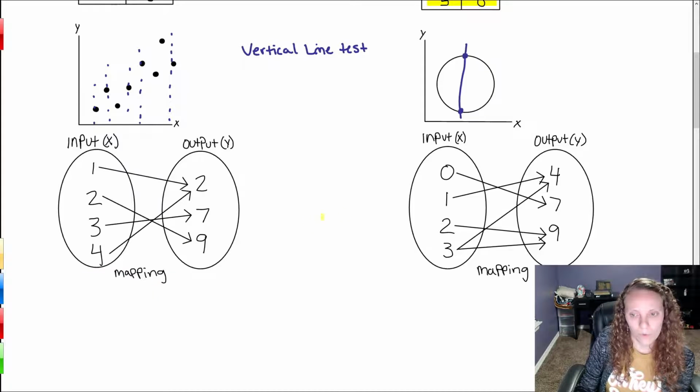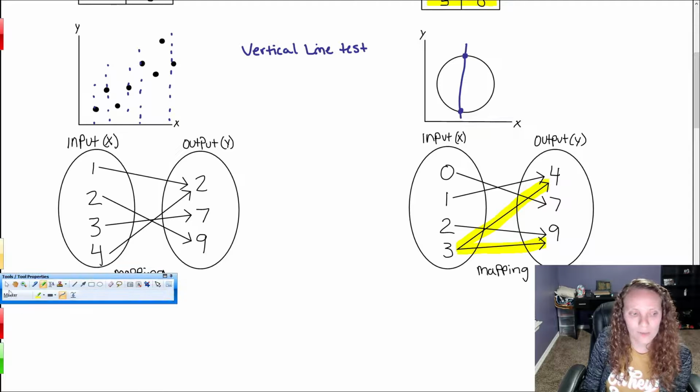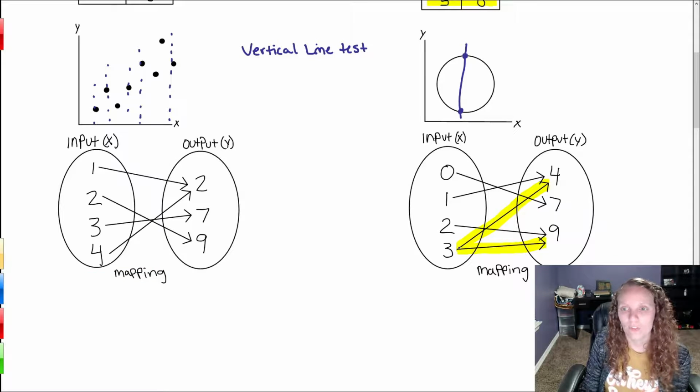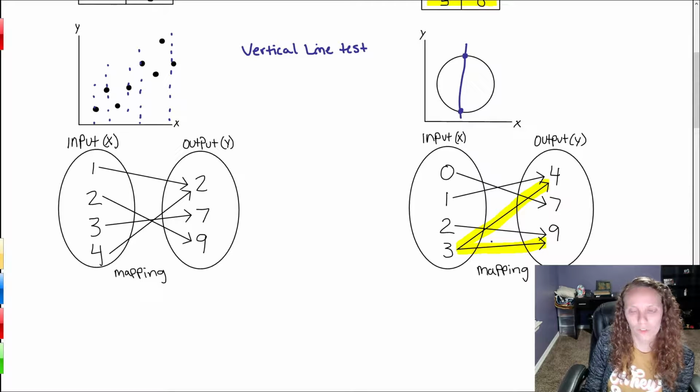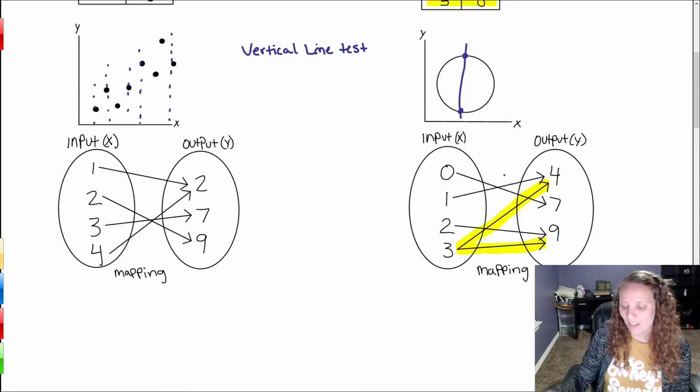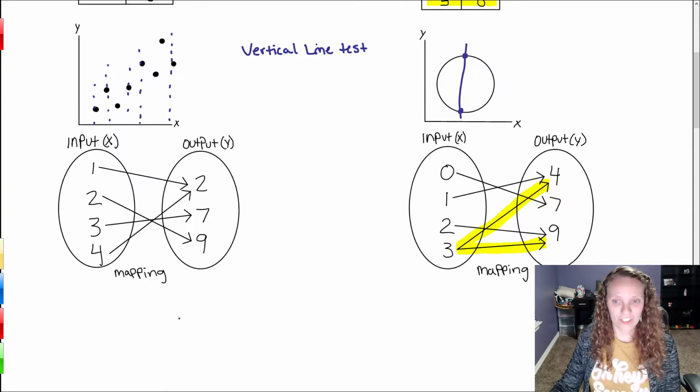Now let's look at the one to the right. 3 is going to 4, and it's going to 9. Because 3 is going to two different numbers, the 3 is having to repeat itself. 3, 4, 3, 9. That can't happen for it to be a function, so this is why this one is not a function.